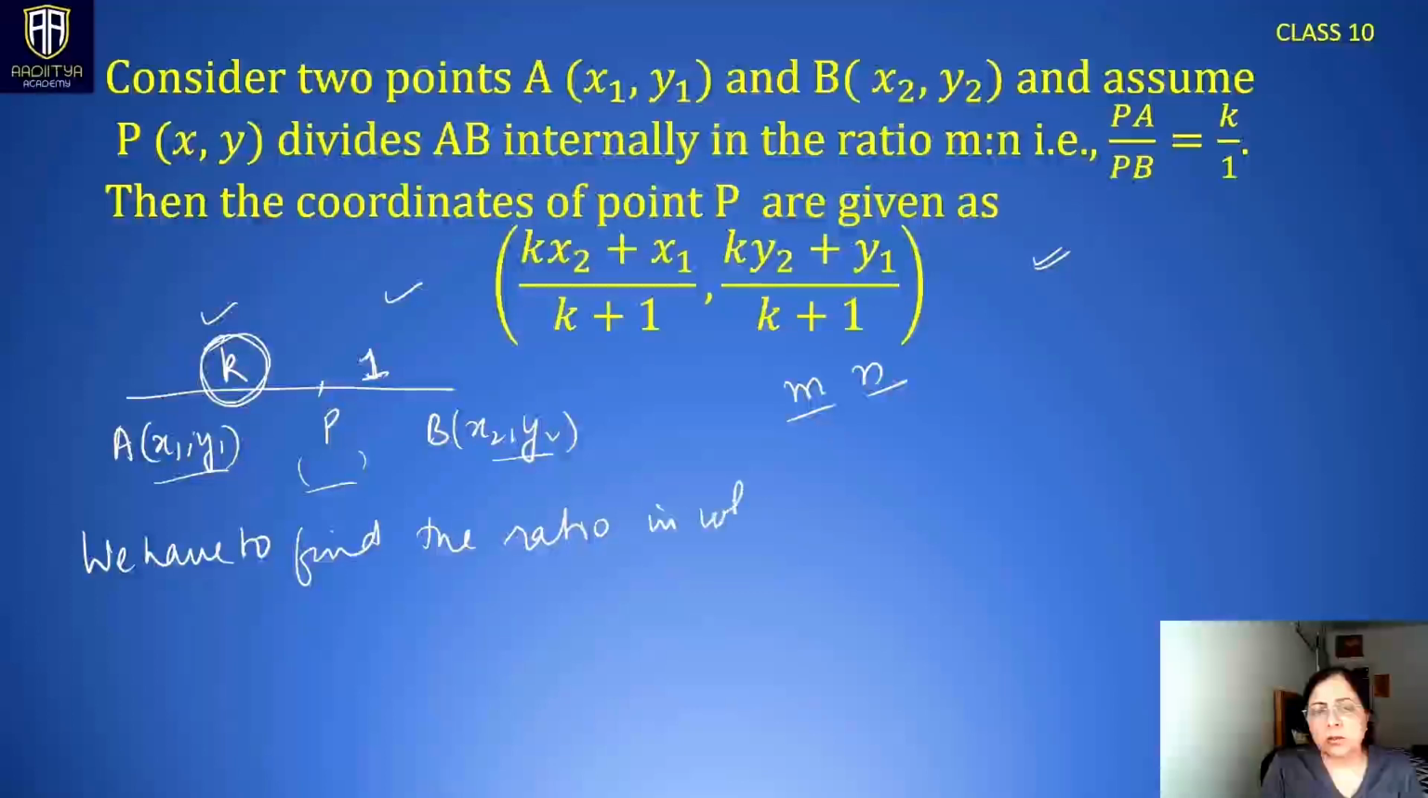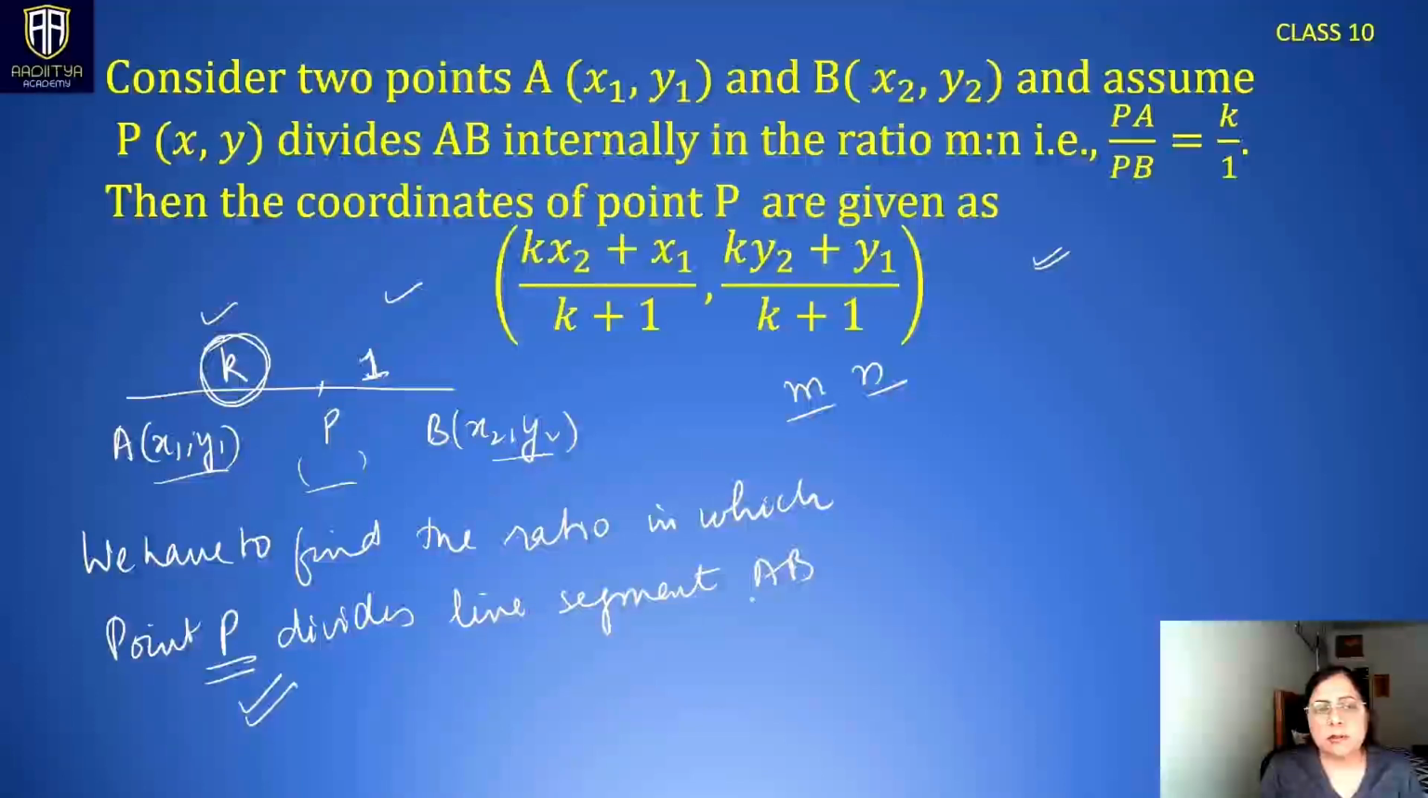The ratio in which point P divides line segment AB. Please keep this in mind, line segment AB. That means P is given to us, A is given to us, B is given to us. Instead, we have to find m and n, the numbers in which this line segment AB is being divided by point P. So instead of taking m and n, I am assuming the first ratio to be a variable and the second one to be 1. How we can use this, we will learn in some questions.